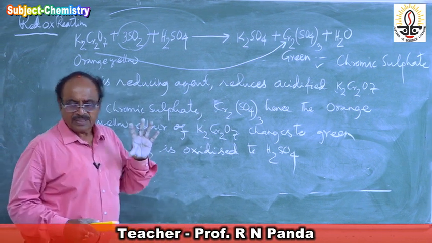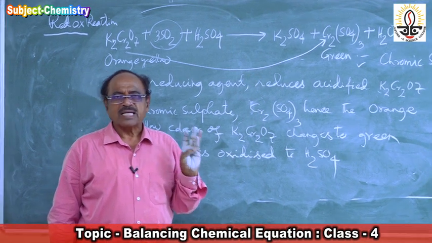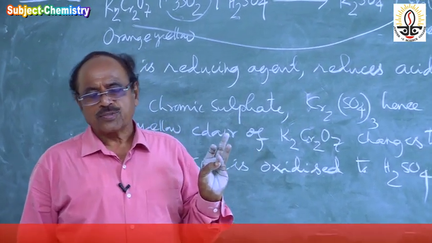Now children, we have done 3 reactions: potassium permanganate plus sulfur dioxide, potassium permanganate with H2S.